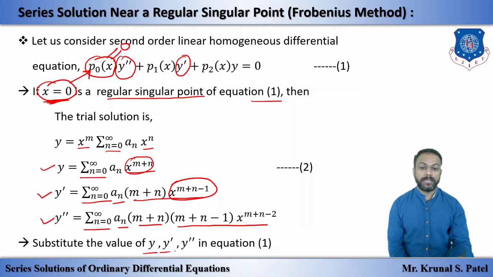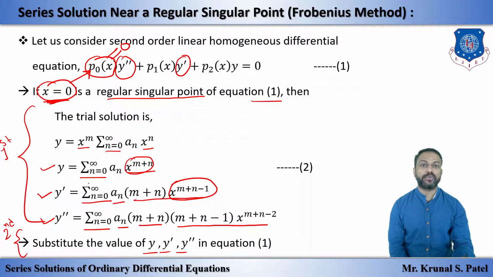Now we will substitute all these values in equation number 1. As I told, we have 7 steps. Step number 1, trial solution. Second step, substitute. Third step, simplify. Fourth step, make the power of x equal. Fifth step, make the limit of sigma equal. Sixth step, collect the like powers of x. These are the 6 common steps.